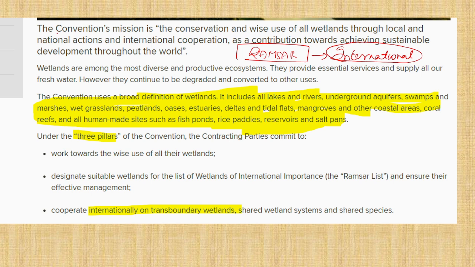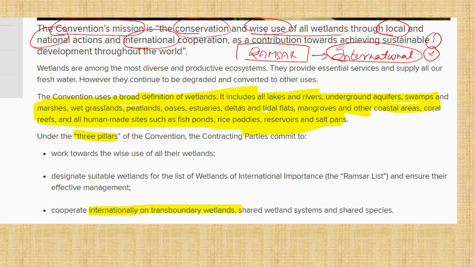But see this, please look at the convention's mission. It is conservation and wise use of all wetlands. So this is important. And then I'll tell you two questions. One, they said that it works at the international level. But look at this. They work through local, national, international cooperation. That is, they are working with all-round contribution for the improvement of the wetland. This is the first question. Okay, the second question, you know, one more question they asked.